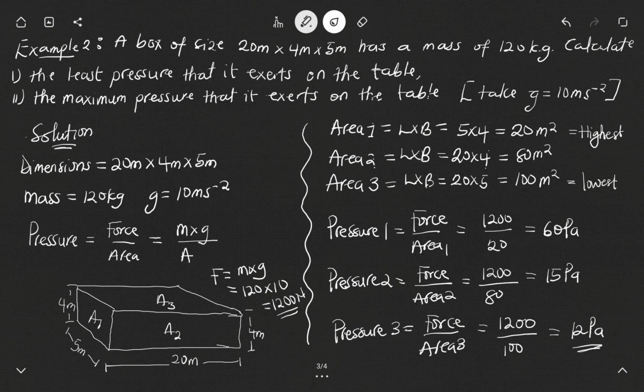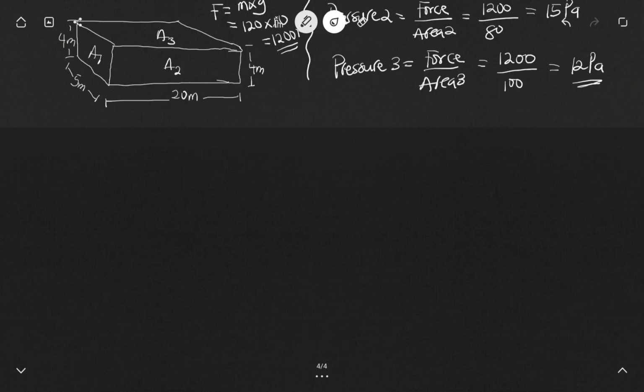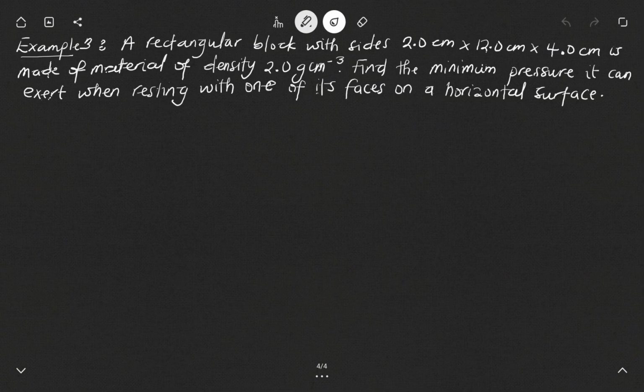All right, let's have a look at one final example, and then we end this tutorial. The last example for this particular tutorial: we have a rectangular block with size 20 centimeters by 12 centimeters by 4 centimeters. It's made of a material of density 2 gram per cm cube. Find the minimum pressure it can exert when resting with one of its faces on a horizontal surface. All right, so let's have a look at the solution to this problem.